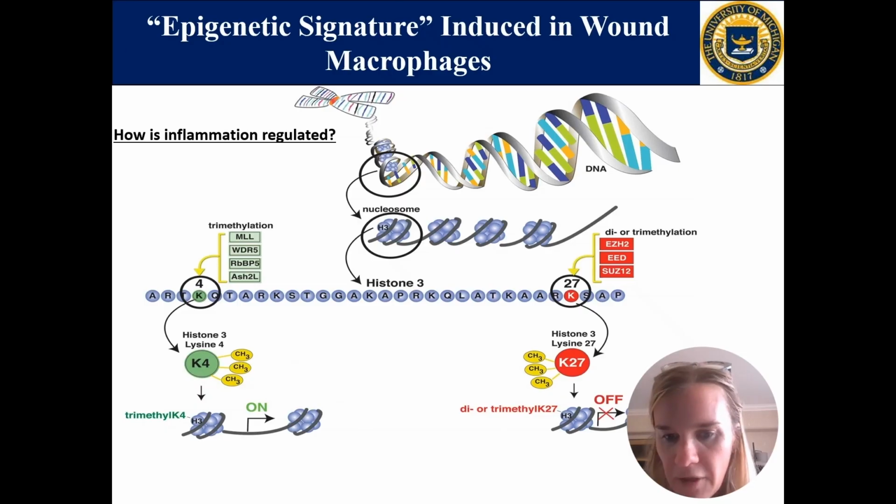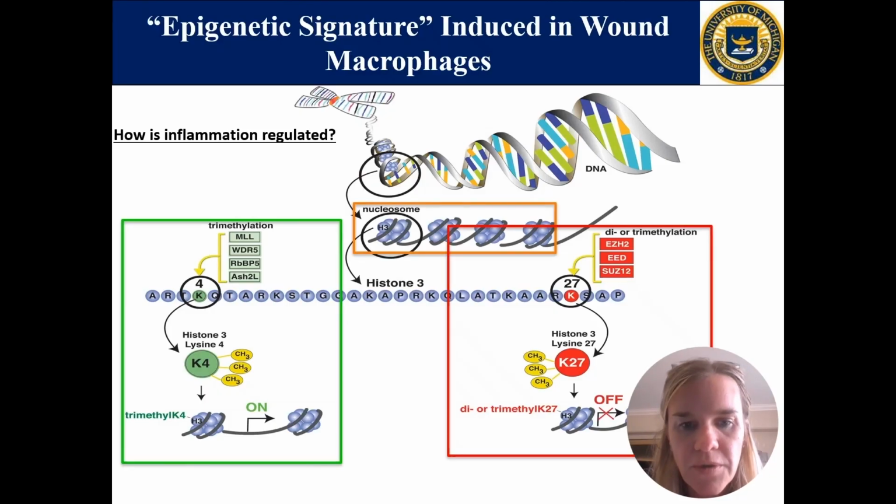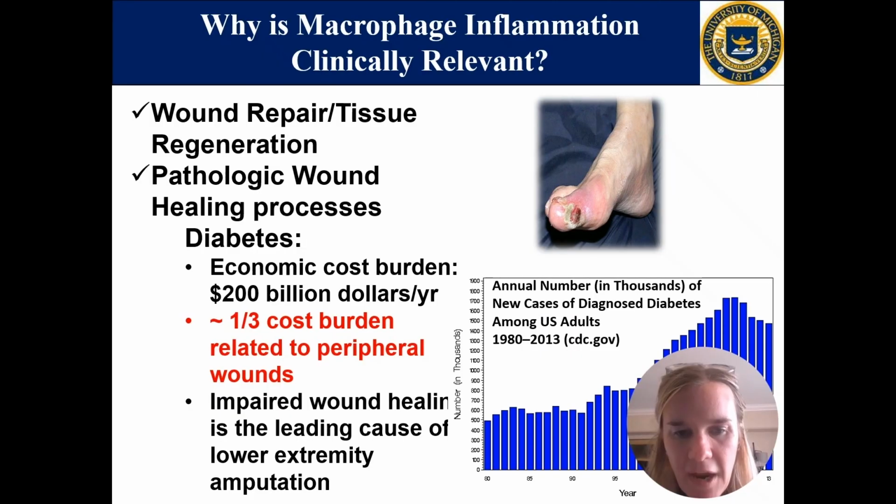For the case of these demethylases, for example, if they bind at a particular residue, they can close the chromatin, you don't have binding, and you effectively turn genes off. So it's a way of modulating gene expression, which effectively controls the cell phenotype in the setting of the wound. So why do we care about this?